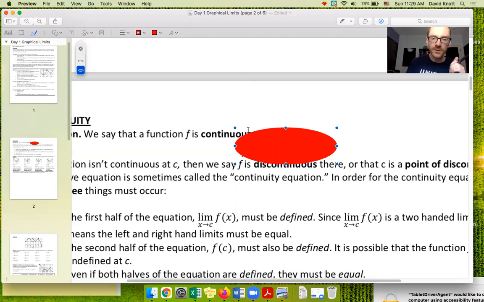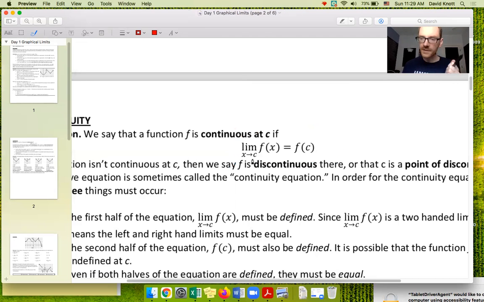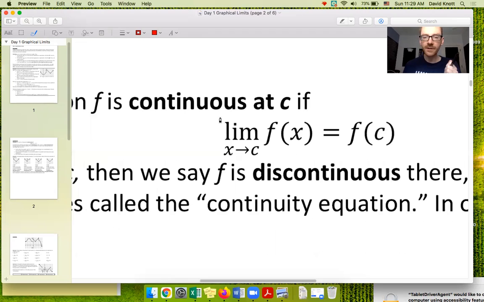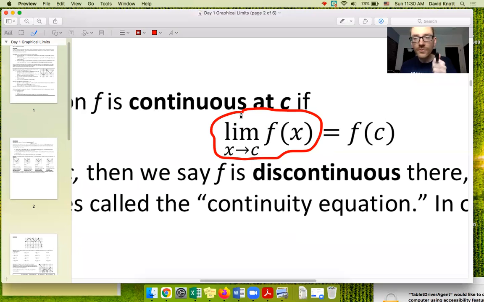First of all, the left-hand side, this guy right here, is a limit. Obviously. And in fact, it's a two-sided limit, because you'll notice that there is no plus or minus above the c. And remember what I said about two-sided limits: they're only defined if the left and right-hand limits match, if they agree, if they're equal.